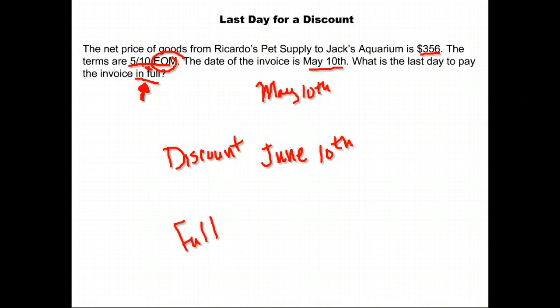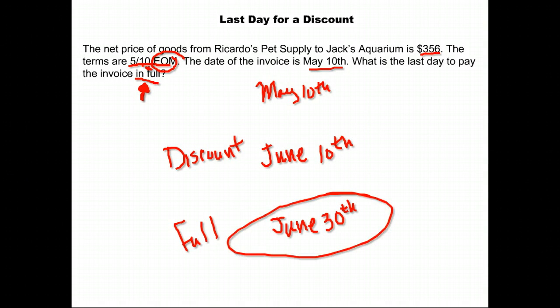But to not be penalized, they have to pay in full by the end of the month of June. So they have a little more time to pay without getting the discount and not being penalized. The last day of June is June 30th. So they would have to pay this in full by June 30th in order to not be penalized. So watch the wording, whether it says when would they have to pay to get the cash discount, or when would they have to pay in full, because they are two different dates.